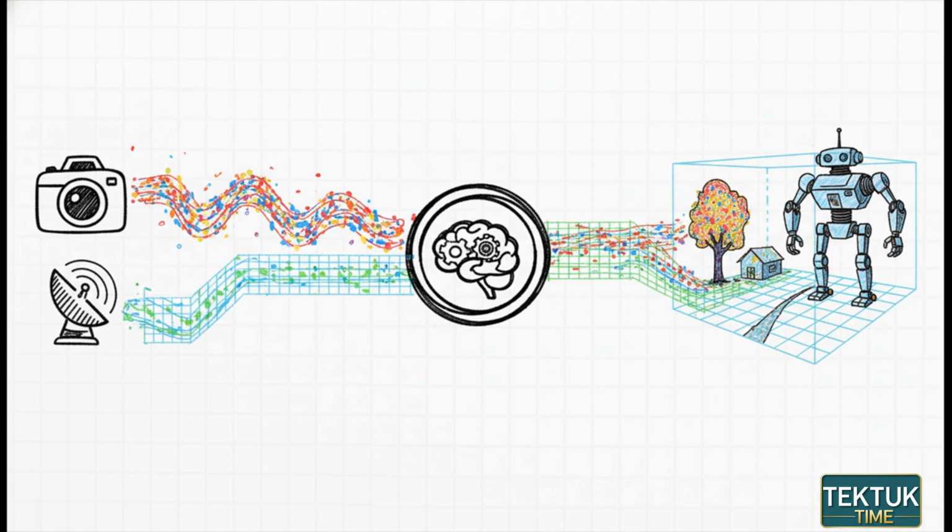But the real power, the real genius, comes from using them together. By fusing the what from the camera with the where from the Lidar, a robot can build an incredibly detailed and robust model of its environment, and that lets it navigate safely and interact intelligently.